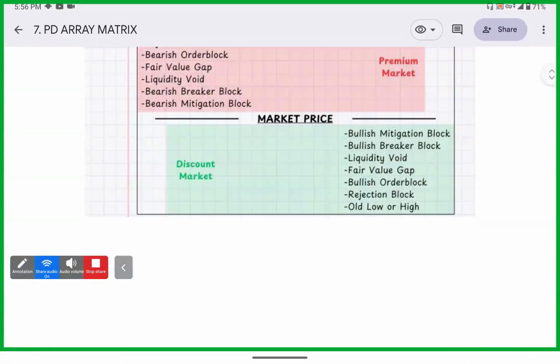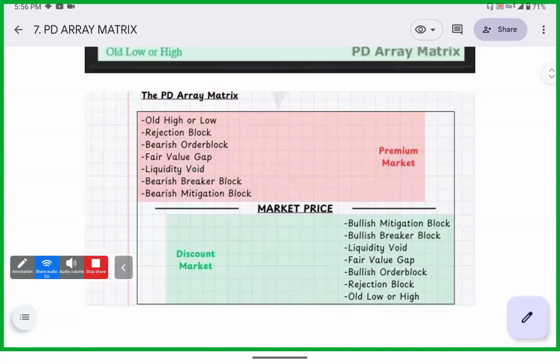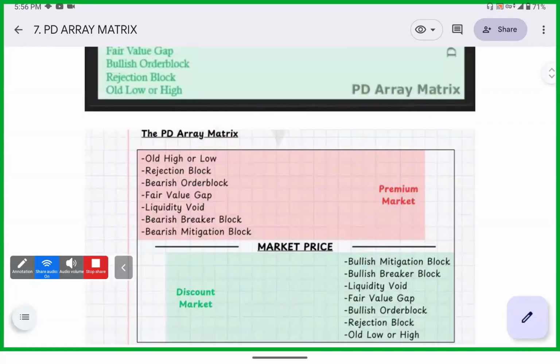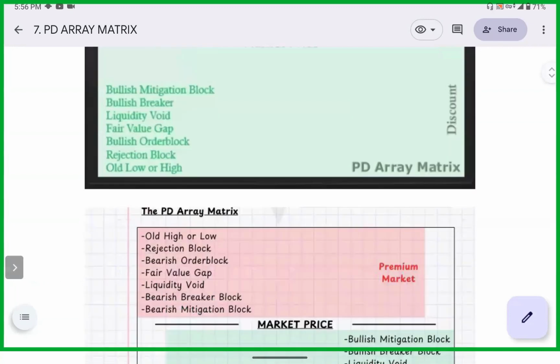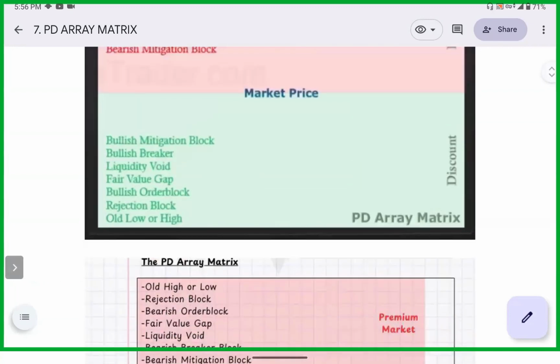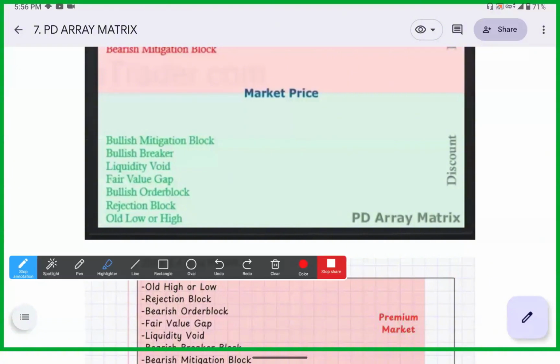Let me just set this to dark. Hope you are able to see my material. So let's continue.